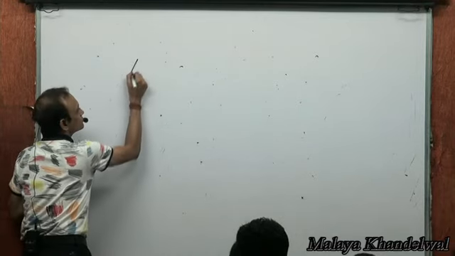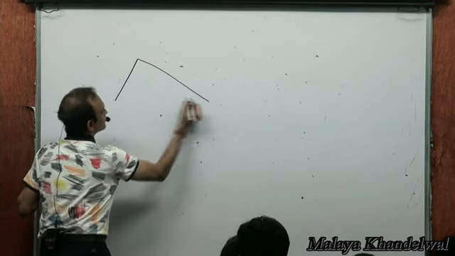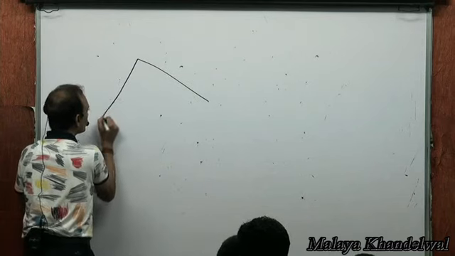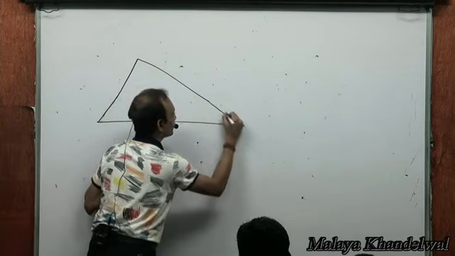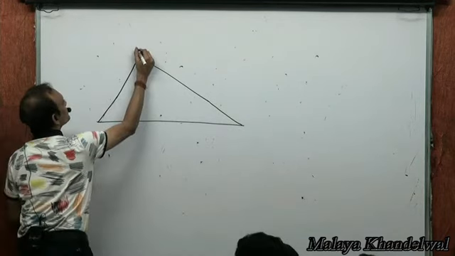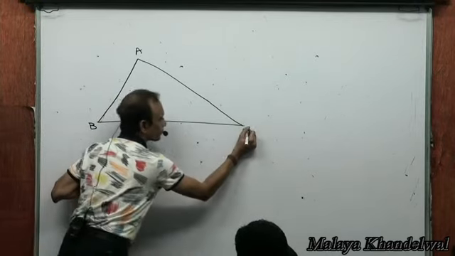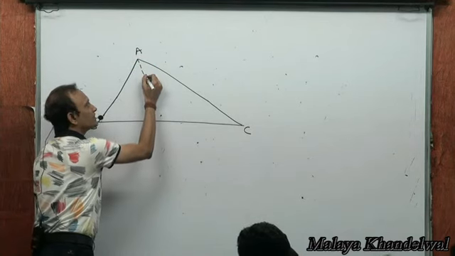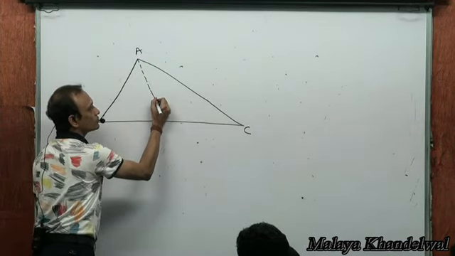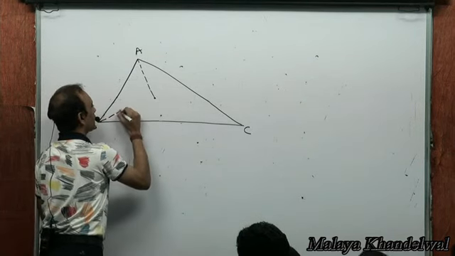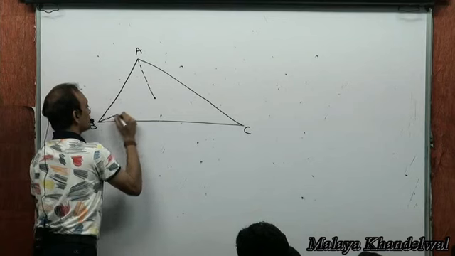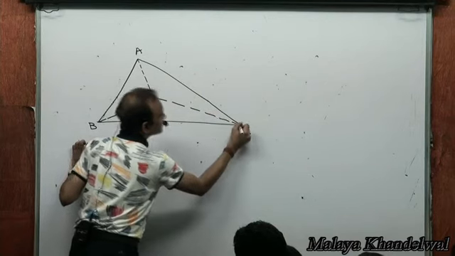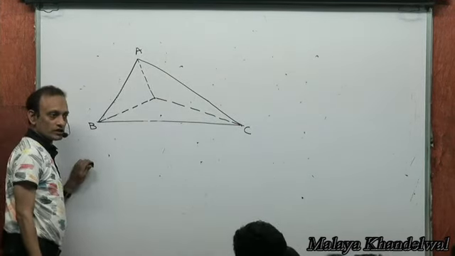In a triangle, so this is a triangle ABC, there are three internal angle bisectors. Yes or no? And the three internal angle bisectors in a triangle are concurrent lines.